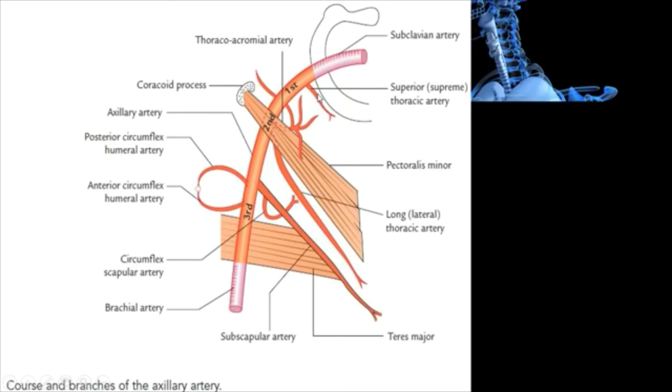What are the branches of the axillary artery? From the first part, the superior thoracic artery, and from the second part, the lateral thoracic artery. There are also other branches like the posterior circumflex humeral artery, anterior circumflex humeral artery, and subscapular artery, coming from the third part of the axillary artery. You have to know the branches of the axillary artery.